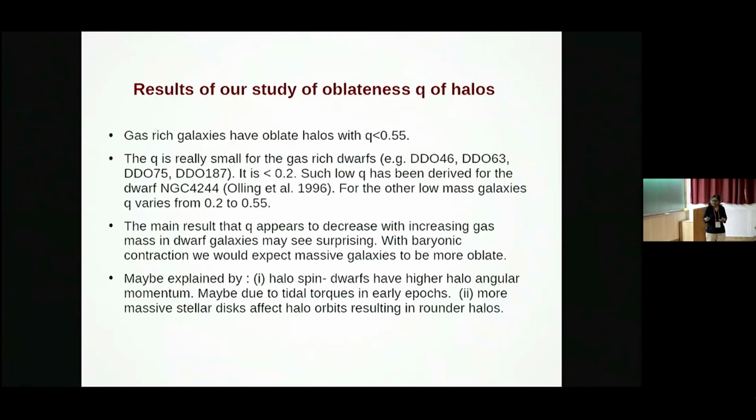And one of the reasons, the thought behind this for understanding, we found that the halo spin of the dwarfs, and the tidal torque interaction in the early epochs might be a reason why they are more oblate, because as you spin, you will flatten out.